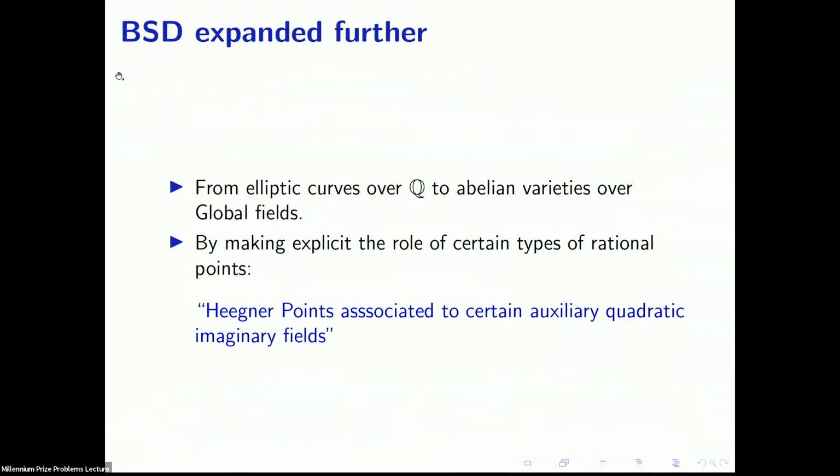And that set the pattern for further expansions. So one can expand further, as I say here, from elliptic curves over Q to abelian varieties over global fields, and by making explicit the role of certain types of rational points in the formula. And this brings us to what are called Heegner points. A Heegner point is associated to the elliptic curve and an appropriate auxiliary quadratic imaginary field.